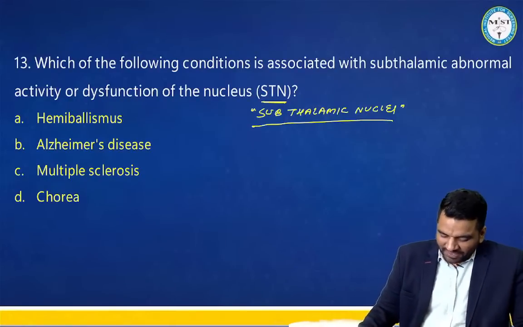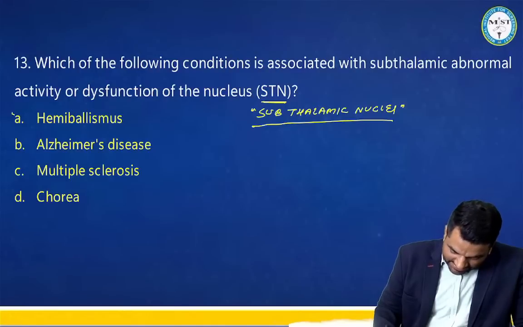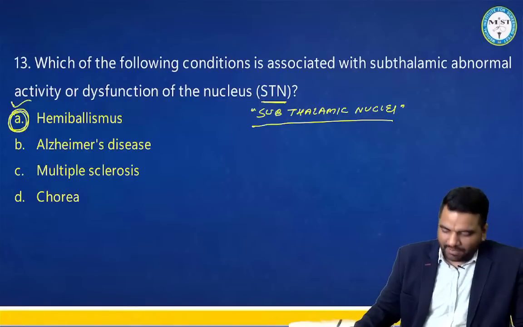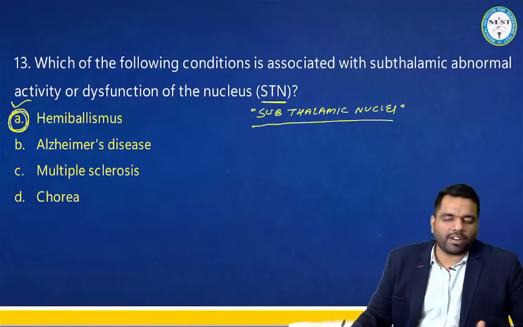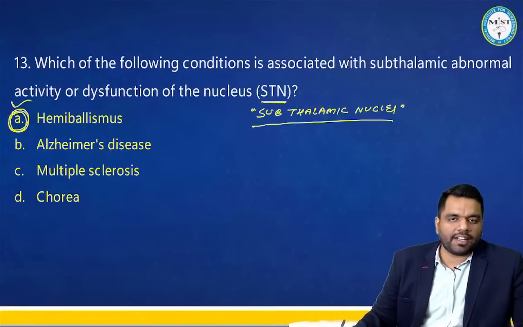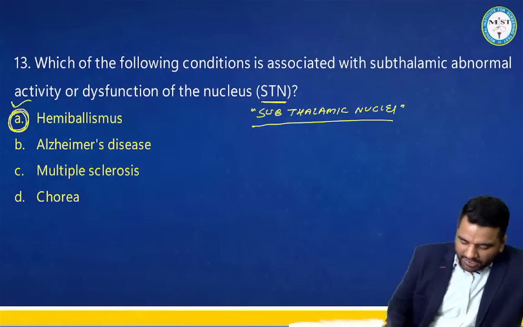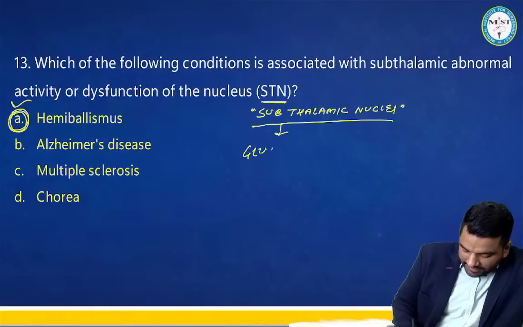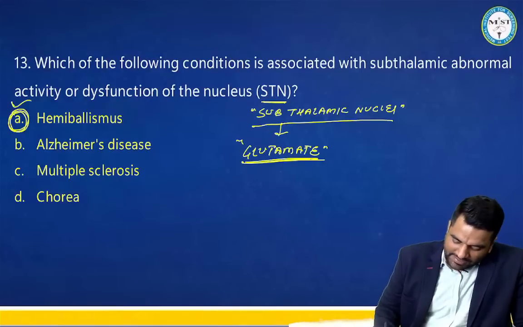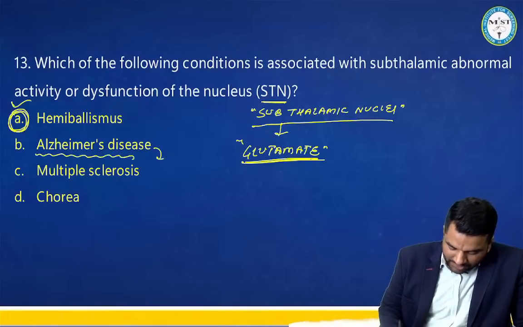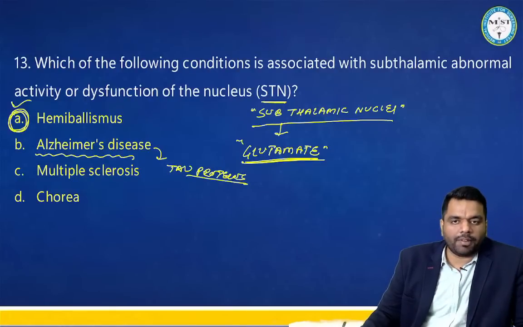So the right answer of this question is hemiballismus. Hemiballismus involves involuntary motor activities, with flinging of the arms and everything. This is the problem of the subthalamic nuclei, and the neurotransmitter that is absent is glutamate. Alzheimer's disease, you know, is due to the deposition of tau proteins, a forgetting disease.